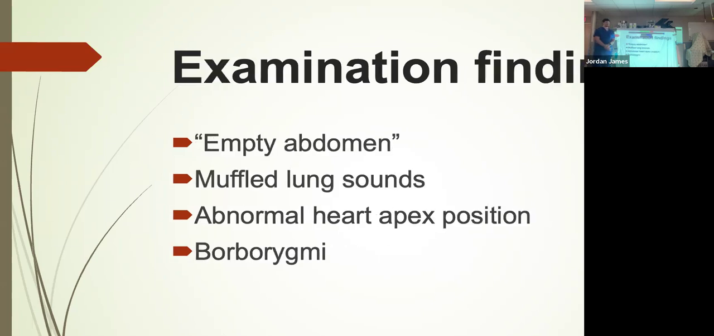A lot of times on your exam, you'll see certain things like what we'll call an empty abdomen, where you're just feeling and you're not really feeling the normal organs that you would when palpating. You can get very muffled lung sounds when you're auscultating the thoracic cavity. The heart apex can be moved to one side depending on how much is herniated through the diaphragm. And then the more obvious thing is if you start to hear borborygmi, which are gut sounds within the chest, that might also increase your index of suspicion that there are some intestines sitting within the thoracic cavity. So those are some things that you'll find.